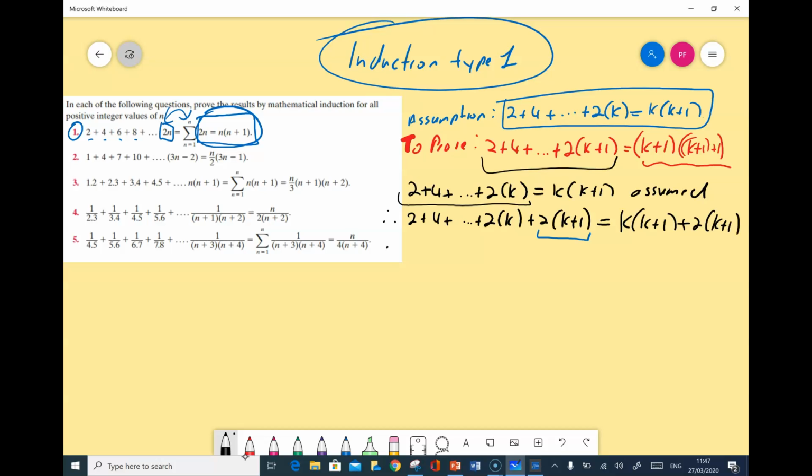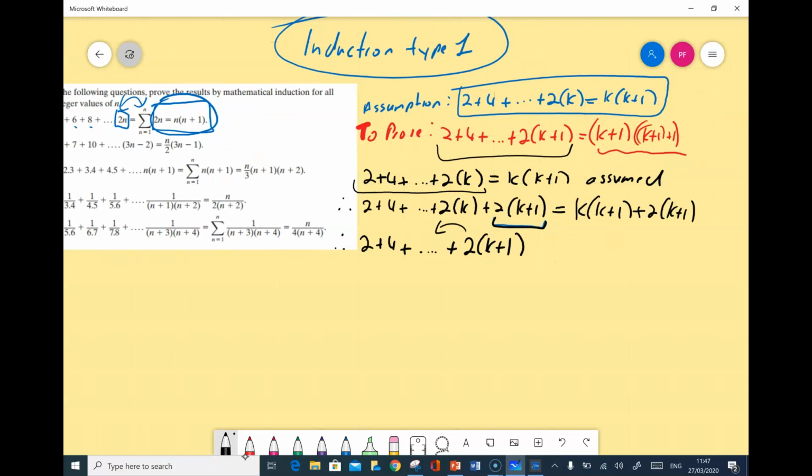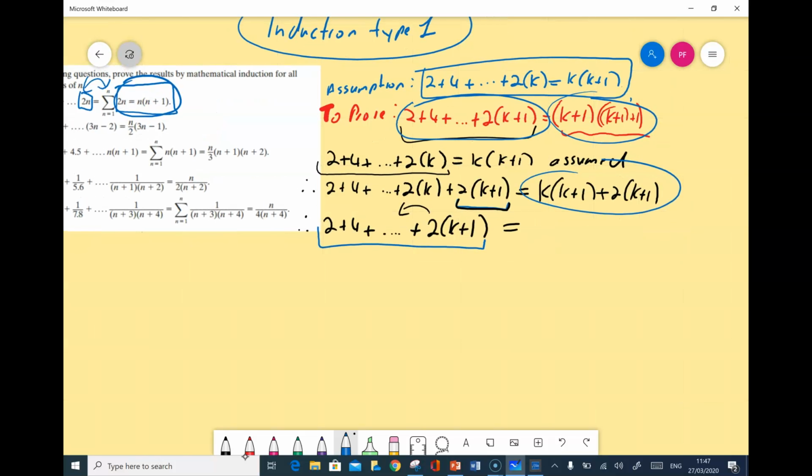Okay, last time I'm going to write the left hand side, 2 plus 4 plus ..., I'm just going to use my last term, 2 times k plus 1. That 2 times k is still there, it's before this term, but I don't have to write it. So now this left hand side is exactly the same as what I have to prove. Now I just need to make my right hand side the same as what I have to prove.